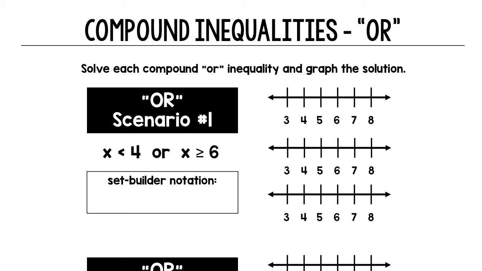So, a compound inequality that has "or" is different, obviously, than one that has "and." We're going to graph it differently, and the problems will look different. So, let's get started with what that might look like.